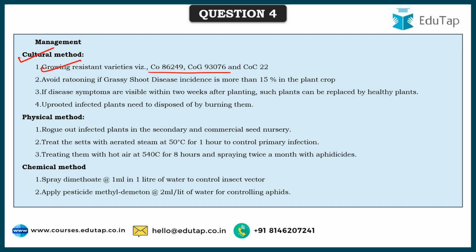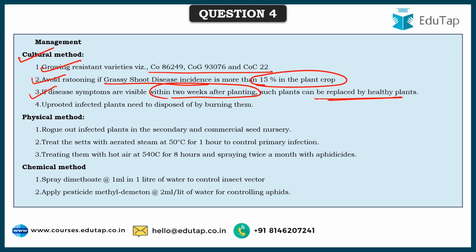These are the resistant varieties. Avoid ratooning if grassy shoot disease incidence is more than 15% in the plant crop. Obviously, this will reduce the incidence of disease again. If disease symptoms are visible within 2 weeks after planting, such plants can be replaced by healthy plants. Immediate removal. Uprooted infected plants need to be disposed of by burning them.